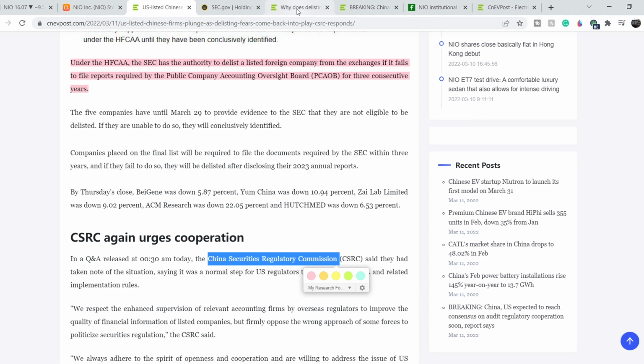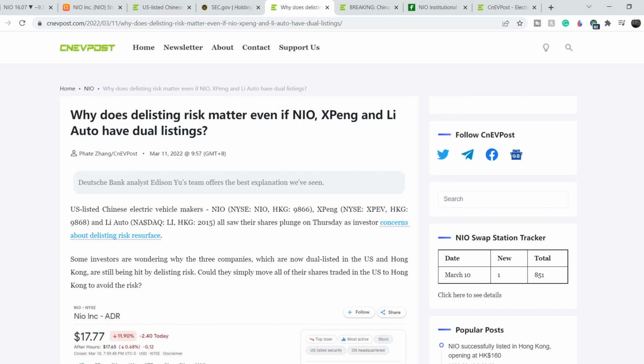So let me show you this news. This is the article that was published on March 11, and it says: why does the listing risk matter even if NIO, Xpeng and Li Auto have dual listings? And you might know that NIO just had a listing on the Hong Kong Stock Exchange, and definitely this news by itself is very bullish for NIO, because NIO will have more access to a broader audience.